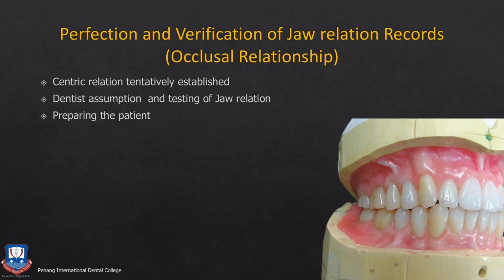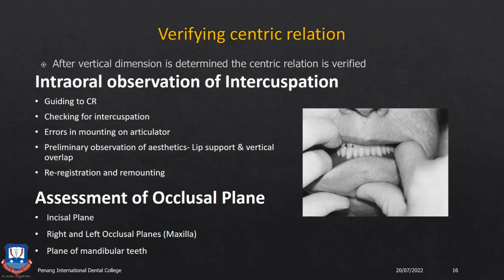This will create instability in the denture in the future. So you will check for the centric relationship, you will check for the proper intercuspation of all the teeth in centric relationship. If there are any errors, then you will take an interocclusal record, and the mounting needs to be re-articulated on the articulator. Then you will correct the teeth arrangement, that is the occlusal relationship, and then you will finalize the denture. So you will check for the incisal plane, you will check for the occlusal plane, you will check for the plane of the mandibular teeth. All these things are verified along with the centric relation.